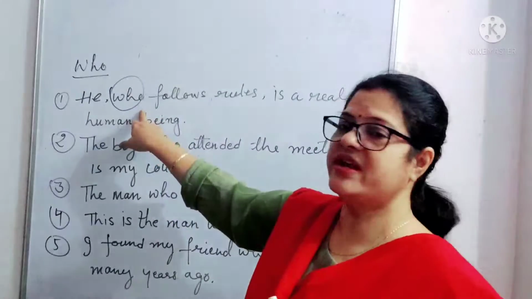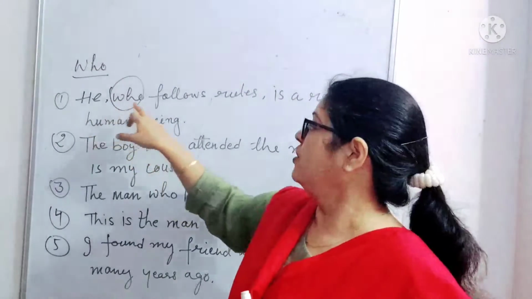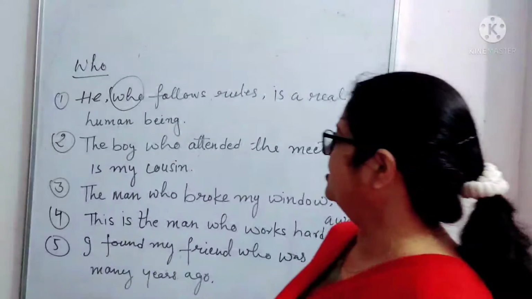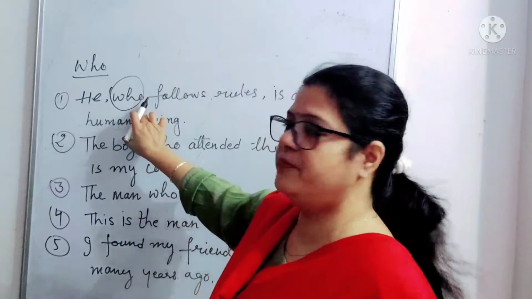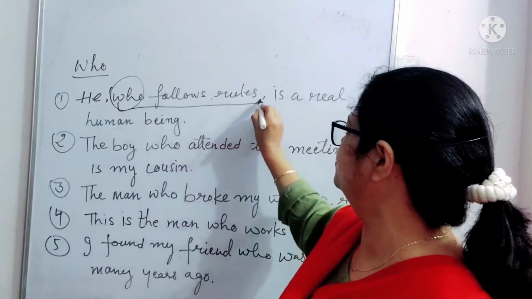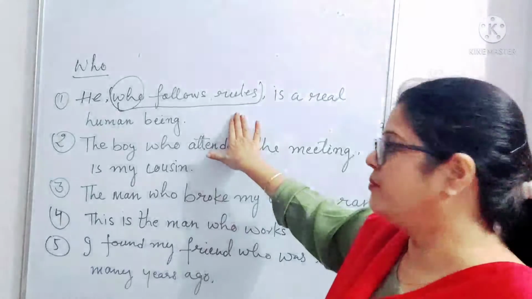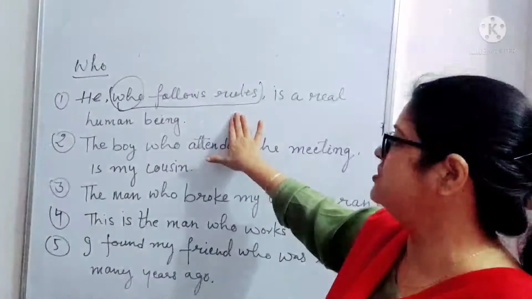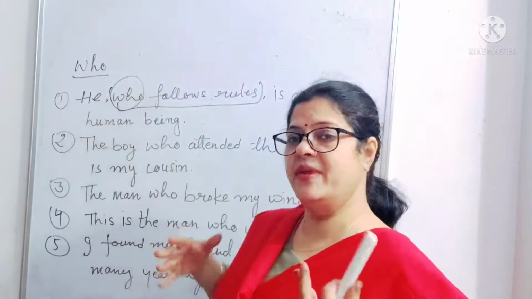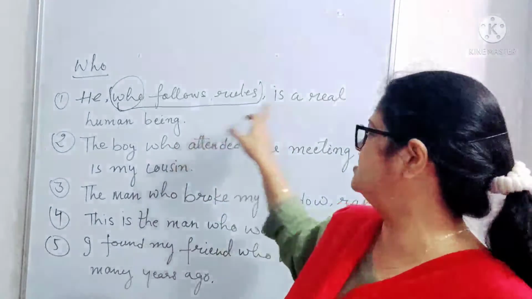So that is why this relative pronoun "who" is connecting with this pronoun "he." He who follows rules is a real human being. Here, this relative pronoun is making this subordinate clause, "he who follows rules." So till here we have a subordinating adjective clause, which is describing this pronoun "he" in the main clause. The main clause is "he is a real human being."